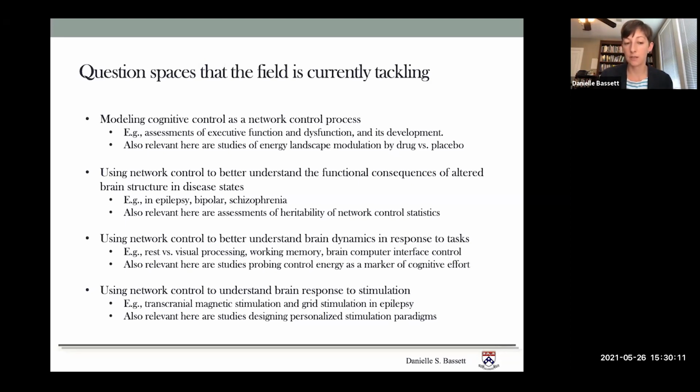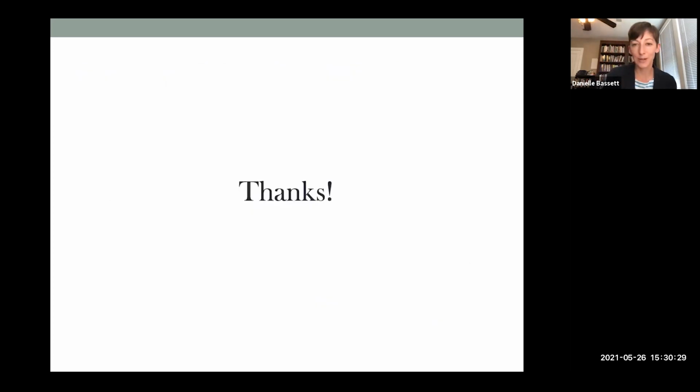And the last place where there's significant work right now is using network control to understand brain response to stimulation, like transcranial magnetic stimulation and grid stimulation in epilepsy. But also relevant here are studies designing personalized stimulation paradigms. So with that, I think I made exactly 20 minutes. So I would love to have questions.